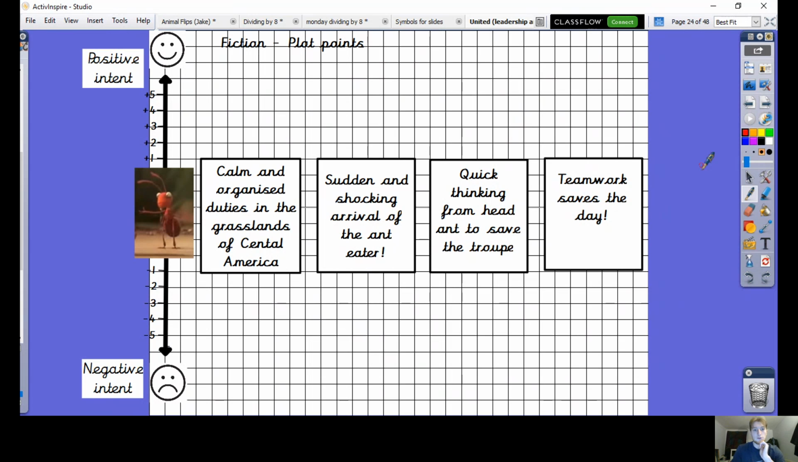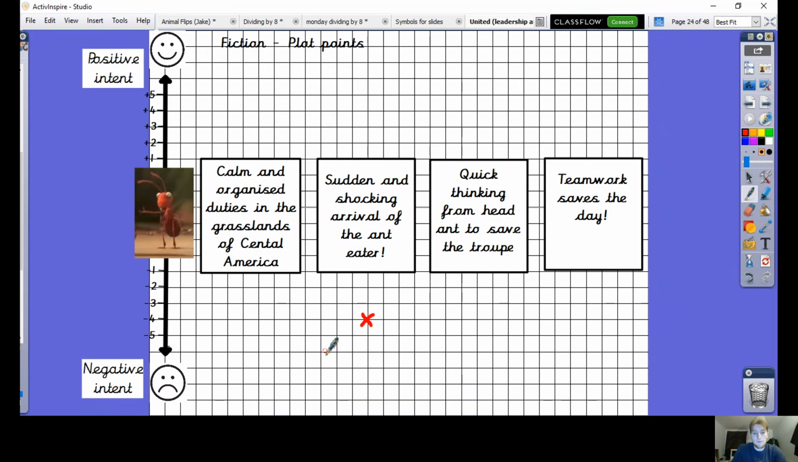Great, we should all have a cross on our plot point underneath or above. Well, it should be underneath really, because I'm going to talk about that now. Underneath our second box, I think it should be about a -4, because the ant hasn't been sucked up yet, so it could get a lot worse.